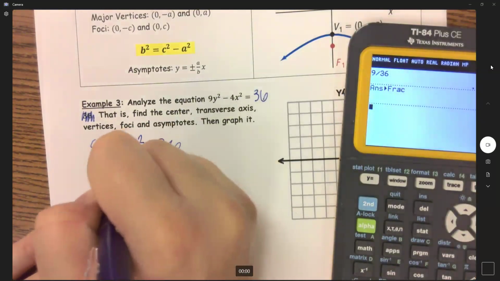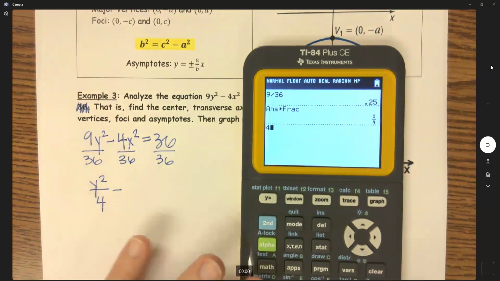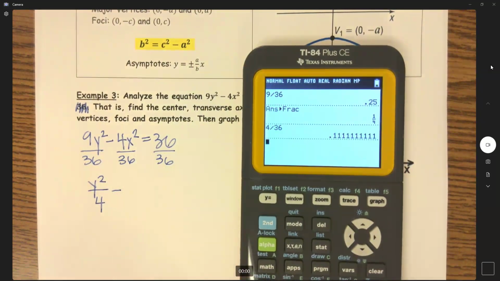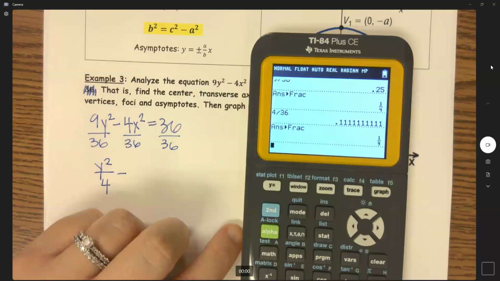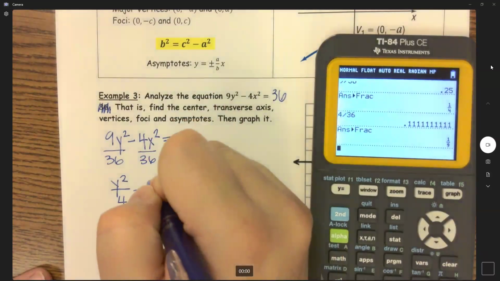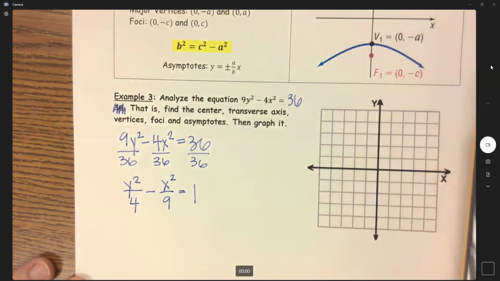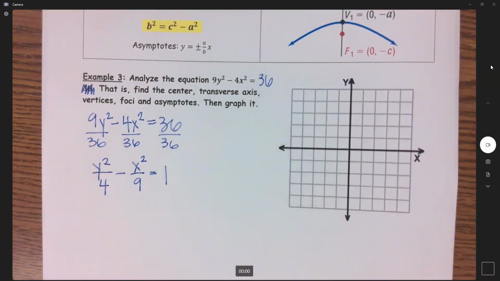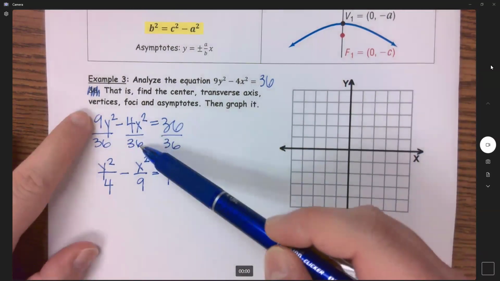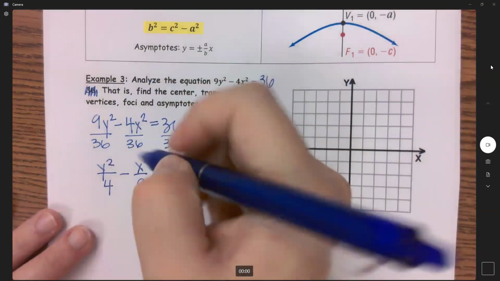So now we have y squared over 4 minus, do the same thing here, 4 divided by 36. We get 0.1 repeating. That's not as common of a one. So if I go to math, change that to a fraction, we get 1/9. So we've got x squared over 9 and now equals 1. A lot of times, this isn't going to happen probably in the real world, right? But in our world, these will always switch. So the 9 now is under the x, the 4 is now under the y.